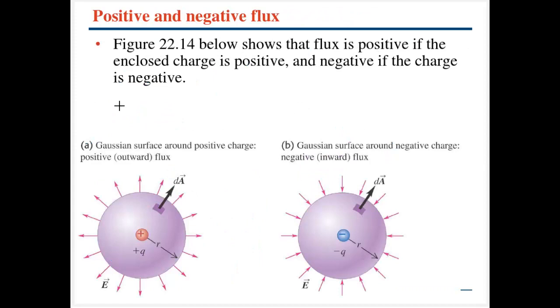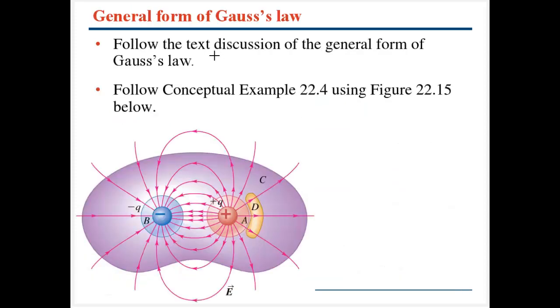Positive and negative flux, positive and negative charges. If we write the flux as equal to the charge enclosed divided by the permeability of free space, that's going to be positive. If the charge enclosed is negative, the flow is going to be into the sphere, and so the flux is going to be negative, as I'm showing right here for a positive charge and for a negative charge. Positive charge, positive flux, negative charge, negative flux.